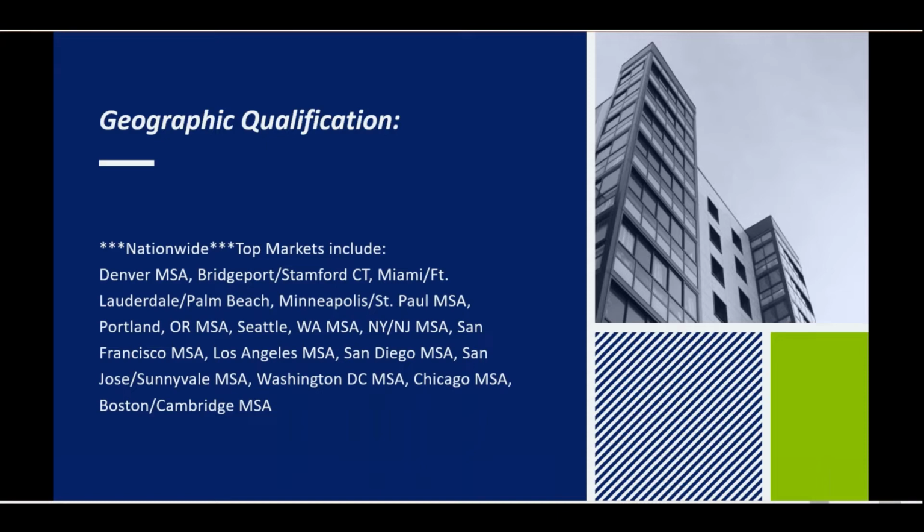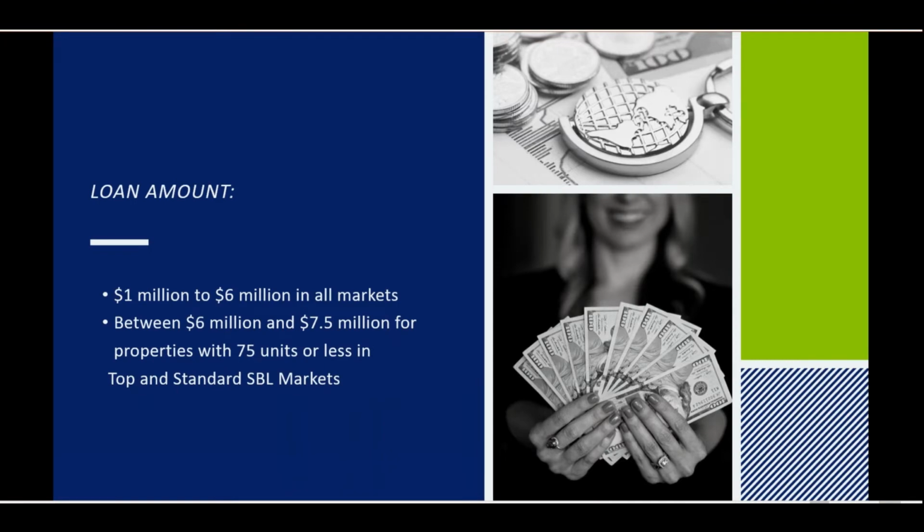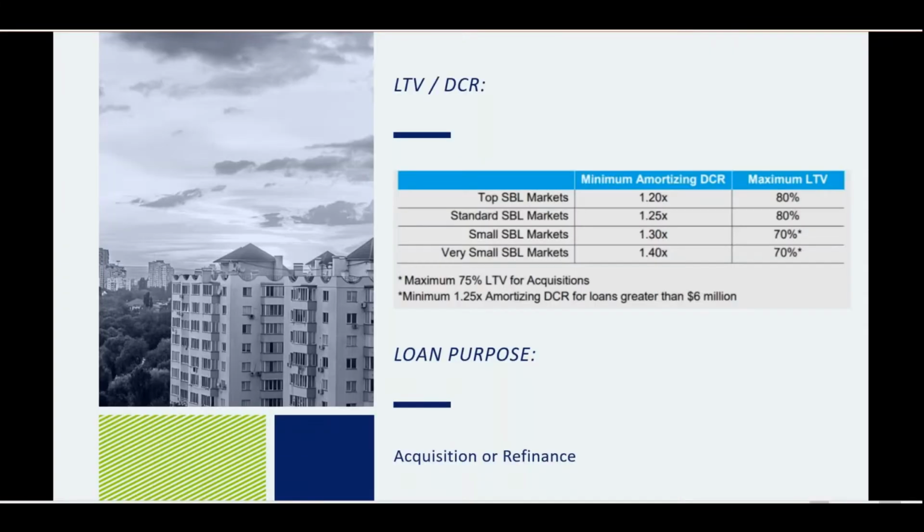The loan amount really depends. The minimum loan amount is 1 million. We can go up to 6 million on all markets, but above 6 million, it needs to be on a top market or standard. For LTV, the highest LTV that we can do for acquisitions will be 75%. We can go up to 80% for top markets or standard markets, as long as the DSCR is 1.2 or 1.25. For small markets or very small markets, our maximum LTV will only be 70% with 1.3 and 1.4 DSCR. This program is for acquisition or refinance, whichever of the two.